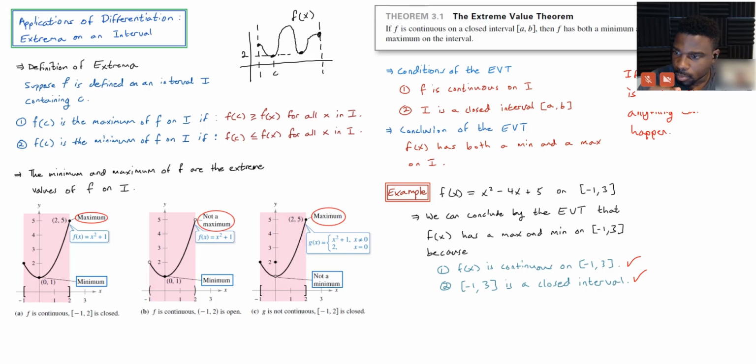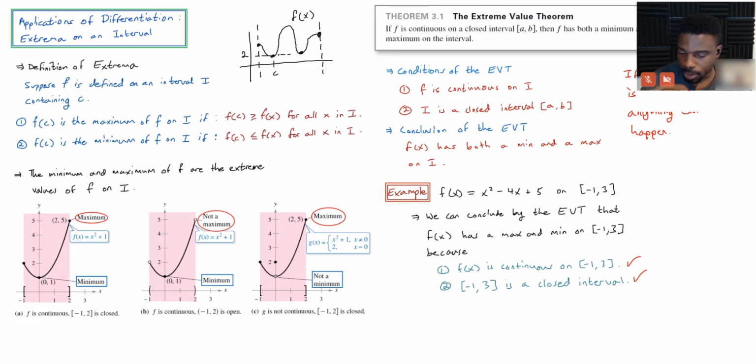Okay. So would the EVT apply to A on the left side? Right. Scenario A is a case where the two conditions of the EVT are met, and you can see that we have both a minimum and a maximum.